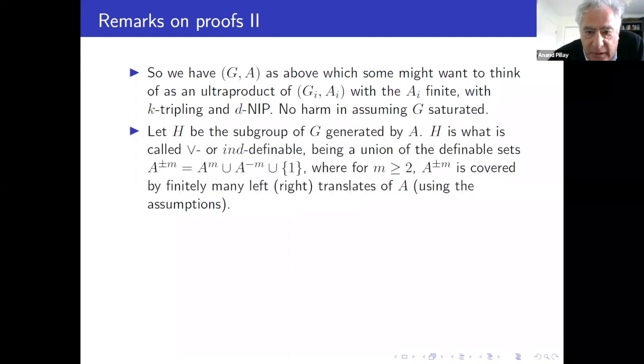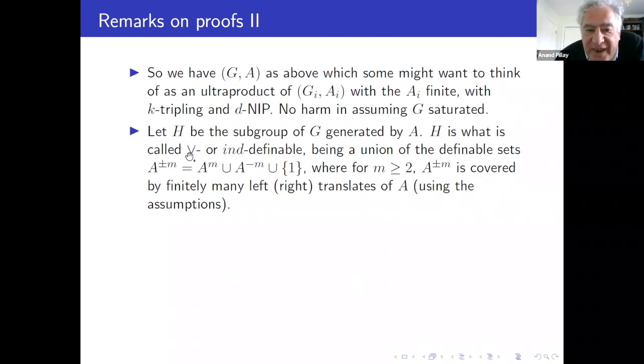Right, and actually, the K-tripling assumption of the A_i goes through to A, because it's a first order statement, right? Well, you've got to be careful. There's a counting measure; NIP goes through, because it's something you can express first order. K-tripling depends on a certain size, but I'll mention the cardinality later on. So you take this G, you look at the subgroup H of G generated by A. This is what Udi did.